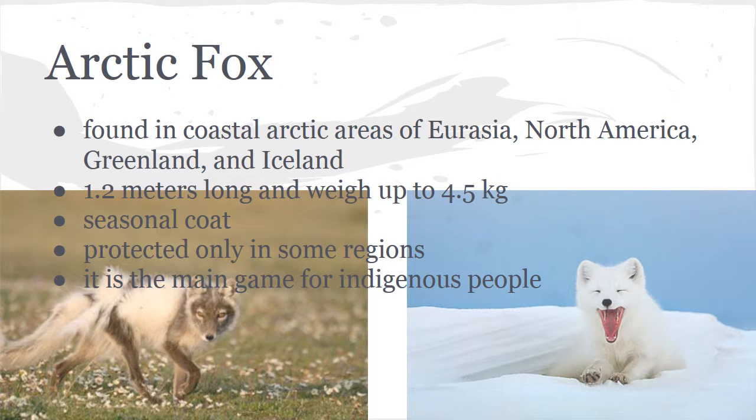The Arctic fox is found in coastal Arctic areas of Eurasia, North America, Greenland, and Iceland. They are 1.2 meters long and can weigh up to 4.5 kilograms. In the winter, their coat is white, and in the summer, their coat is brown to blue-gray. They are protected only in some regions, and in the regions where they are not protected, it is the main game for the indigenous people.